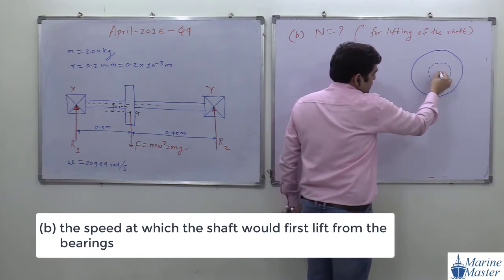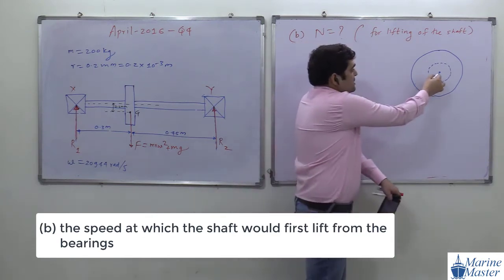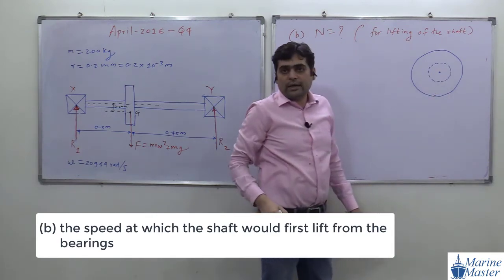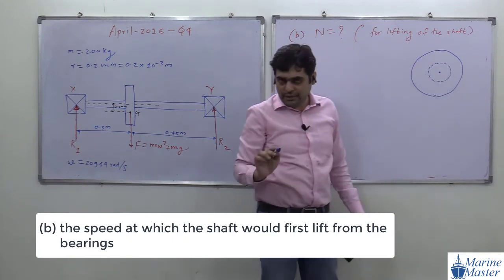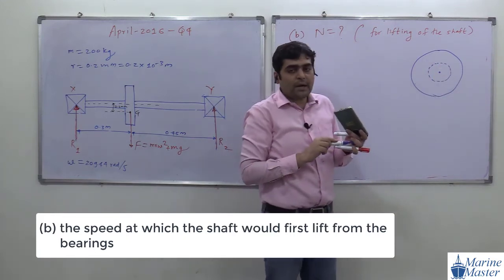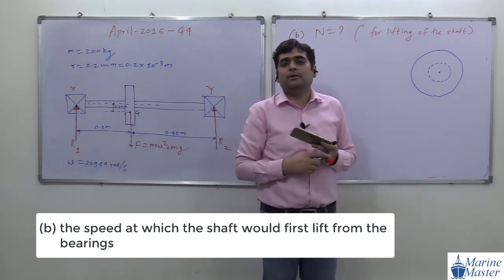This is the center of rotation. And this dotted circle is the path in which the center of gravity is rotating. Now, when the center of gravity is at the bottommost position, what will happen?